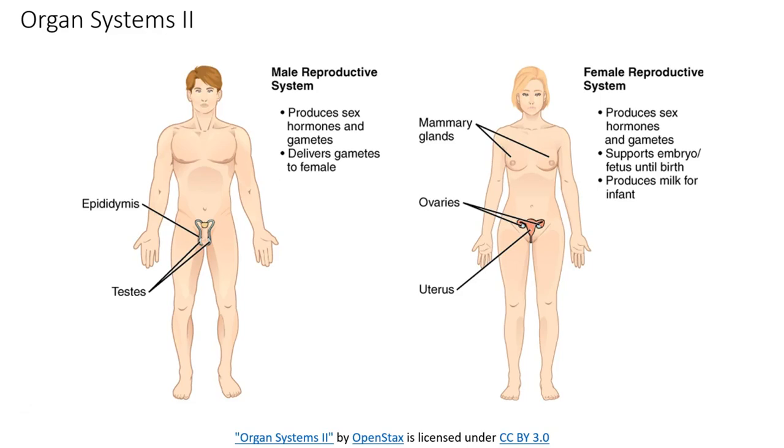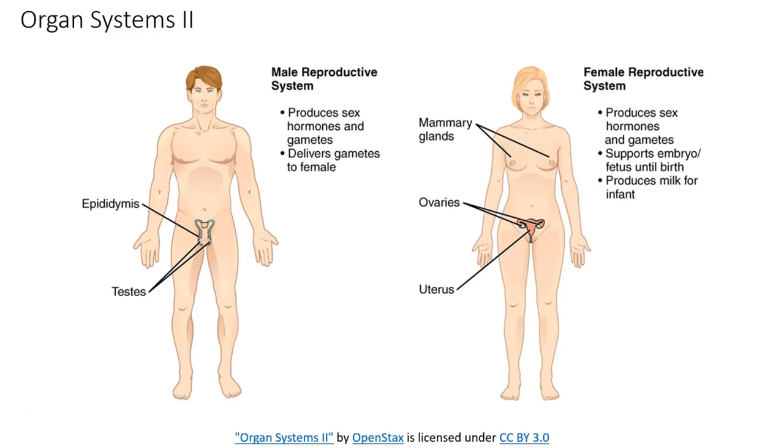But people who have X and Y chromosomes are typically referred to as males. This is a biological determination, not a gender thing. We'll go into more detail about that later. People who have two X chromosomes are usually referred to as female.